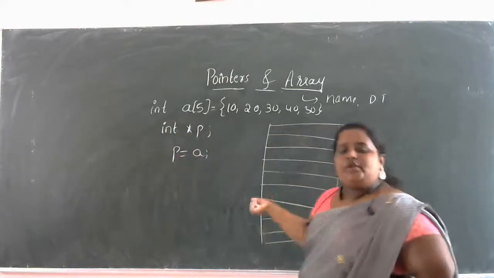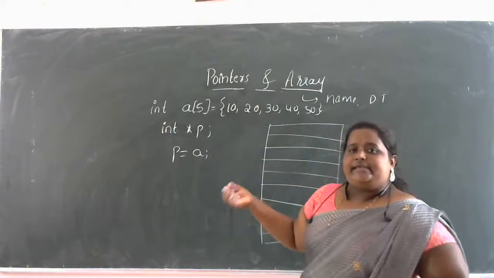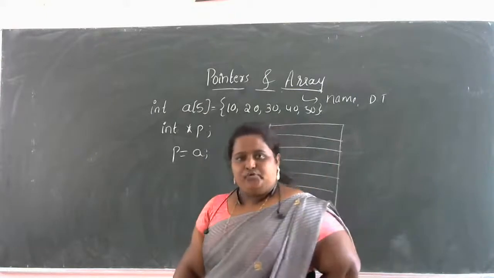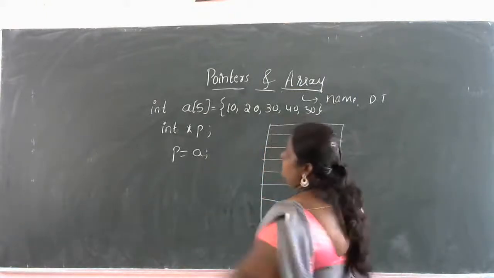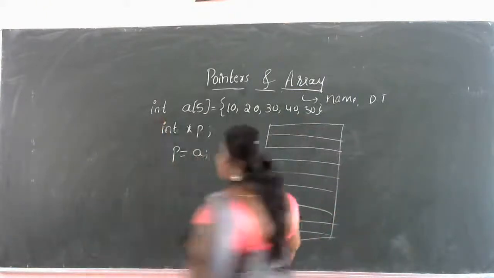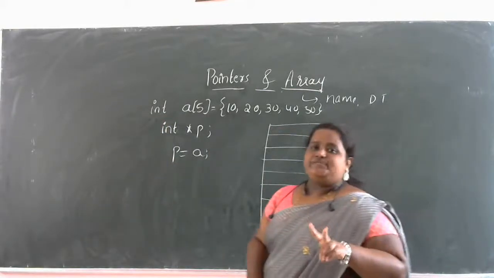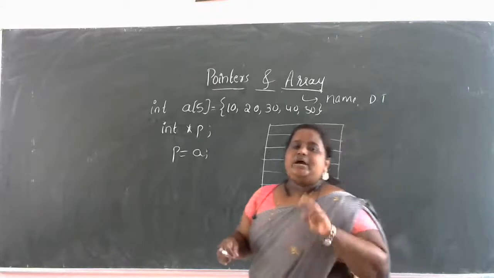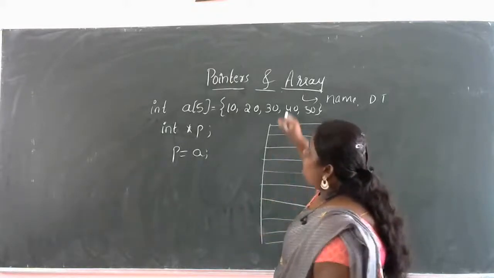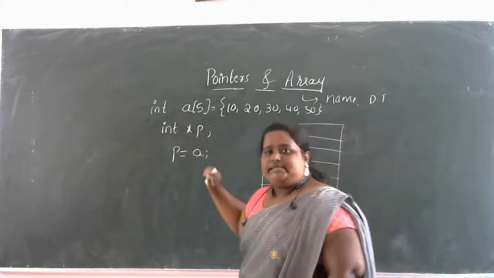How is the memory allocated? Memory is allocated based on the data type used. Here the data type used is int. How much memory is allocated for int? 2 bytes, because the integer size is 2 bytes. Based on the data type used, memory is allocated.